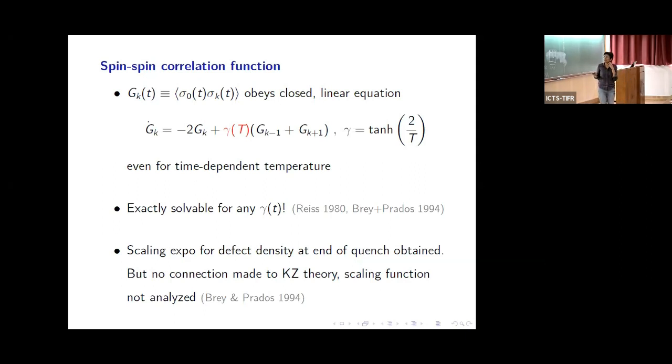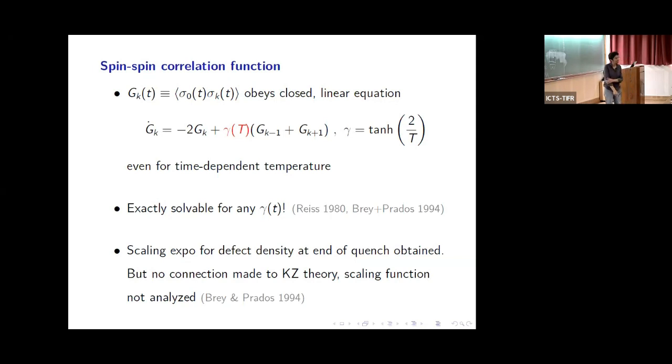But somehow, I don't know, these papers, especially Brain Prado, seem to have been forgotten. Especially these guys, they gave explicit expressions for this correlation function. And they were interested in the scaling exponent for the defect density at the end of the quench. But they don't seem to be aware of this Kibble-Zurek argument. So the answers are consistent with the Kibble-Zurek argument, but they don't seem to have made that connection. Also, they did not analyze the scaling function.